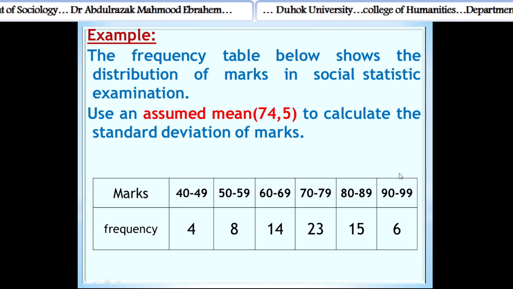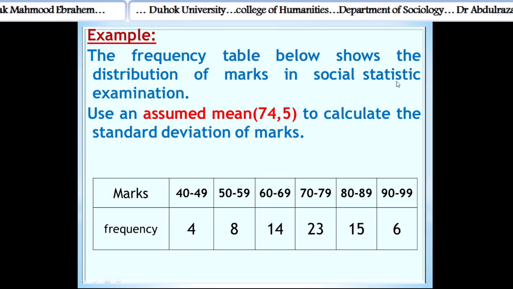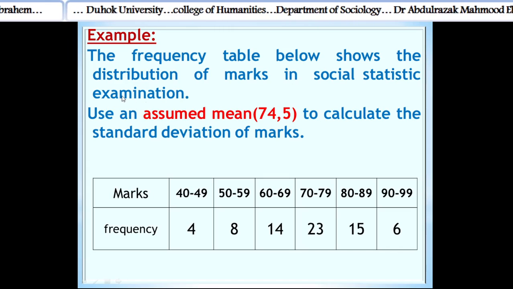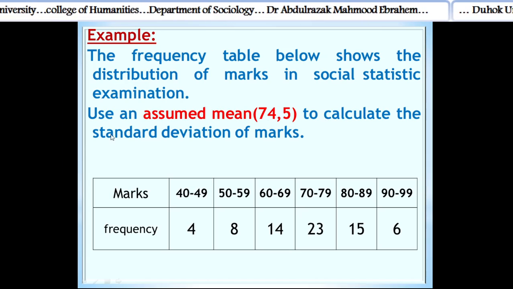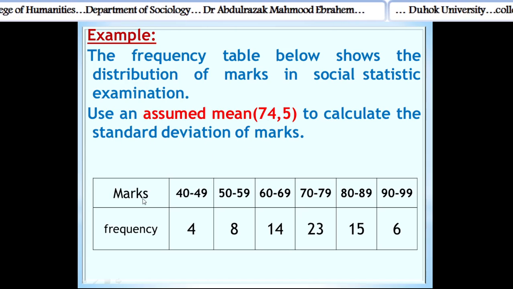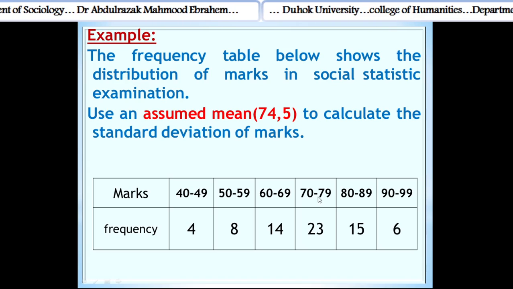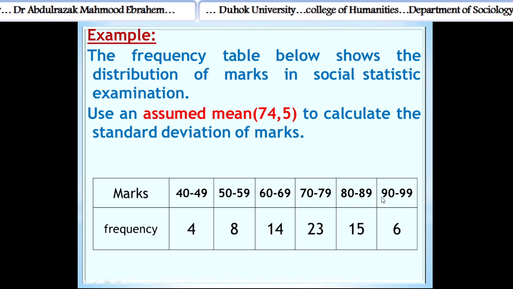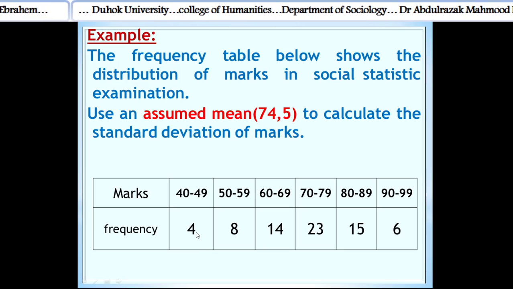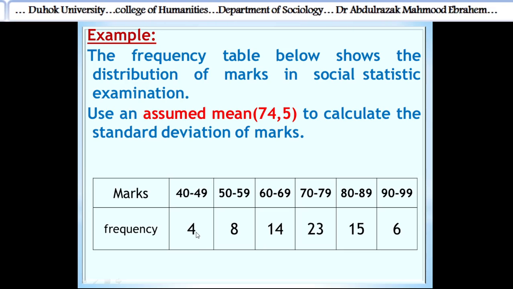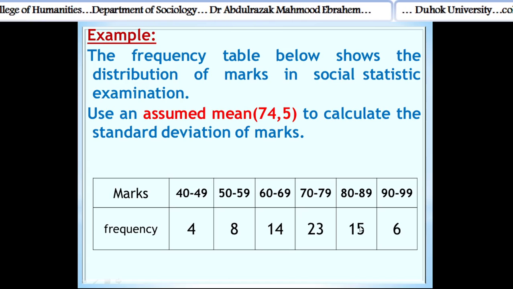Now we have another example. The frequency table below shows the distribution of marks in a social statistics examination. Use an assumed mean of 74.5 to calculate the standard deviation of marks. Marks: 42 to 49, 52 to 59, 62 to 69, 72 to 79, 80 to 89, 90 to 99. Frequency: in the first category 4, and then 8, 14, 23, 15, 6.